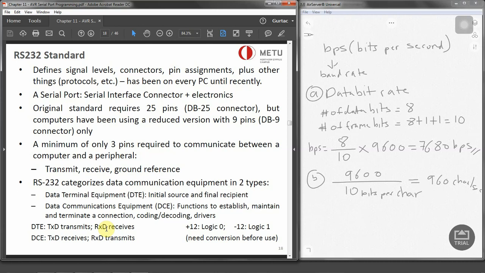And we have got these on every PC recently. So the serial port or serial interface connector, which is a 25-pin connector, is then reduced to 9 pins, which I'm going to show you in the next couple of slides. Actually, we are using a minimum of 3 pins, which are transmit, receive, and the ground reference.